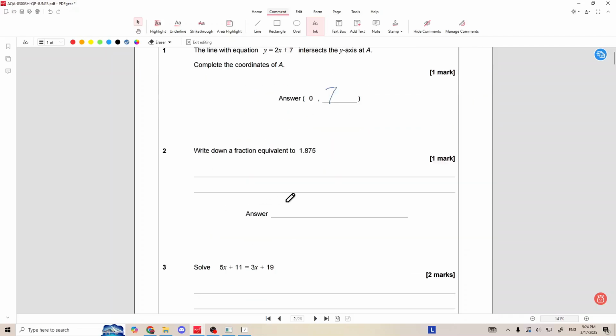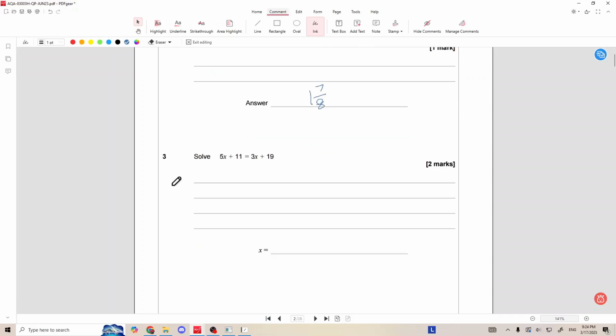Write down a fraction equivalent to 1.875. What is that? That's just 1 plus 7/8. I'm just gonna do a mixed fraction since that's a pretty good way to do it. Not like it matters. Solve 5x plus 11 equals 3x plus 19. So I'll just minus 2x and minus 11 from both sides, and x equals 4.